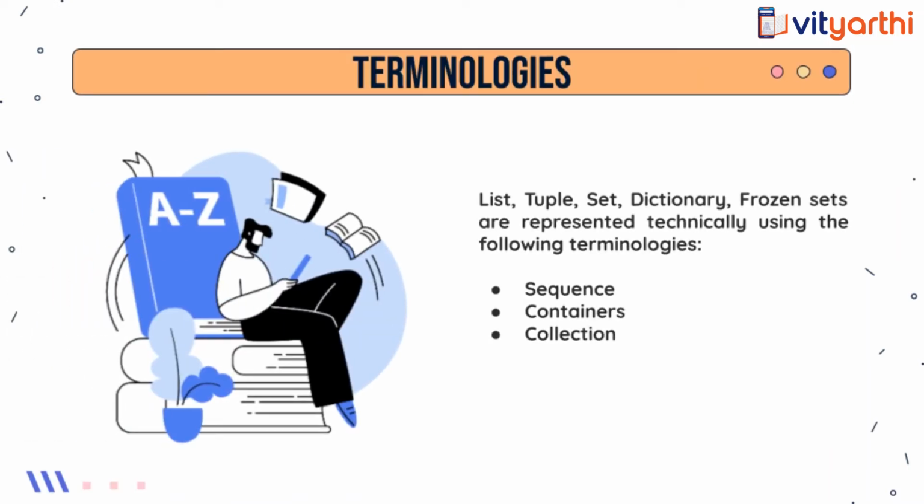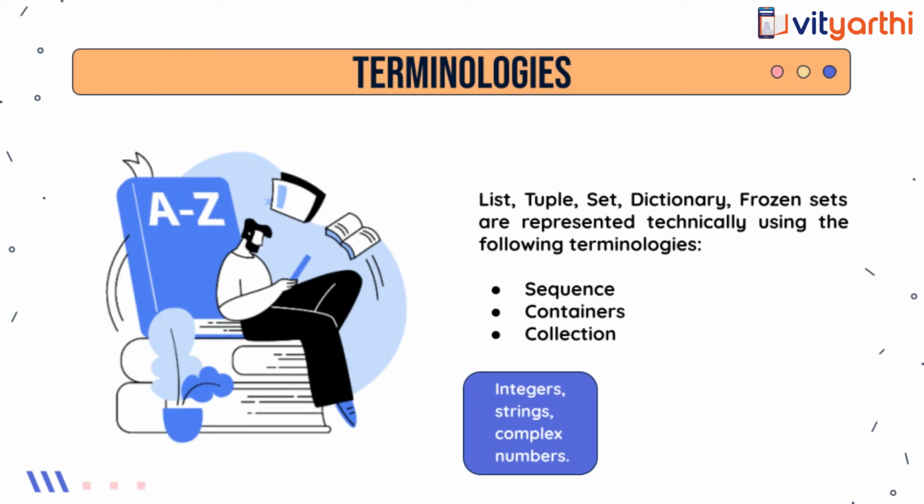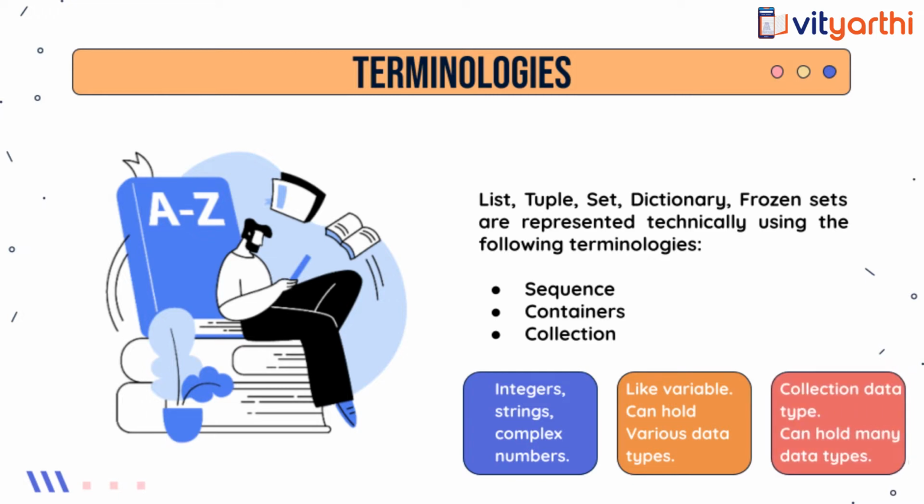The built-in data structures such as list, tuple, set, dictionary, frozen sets are represented technically using the terminologies such as sequence, container, and collection. Sequence can hold several data types at the same time such as integers, strings, complex numbers. Container is like a variable. It can hold data of various types all at the same time. There is one more type called collection data type. This can hold many data types.